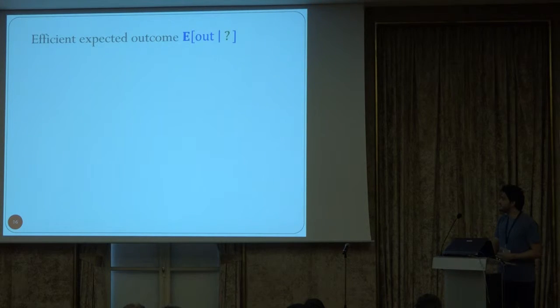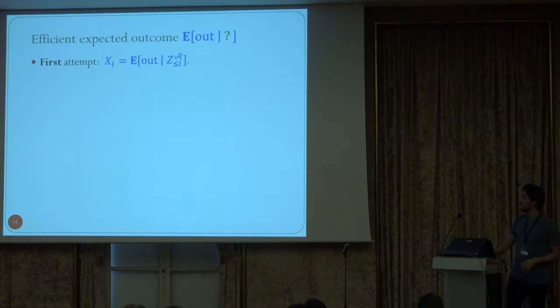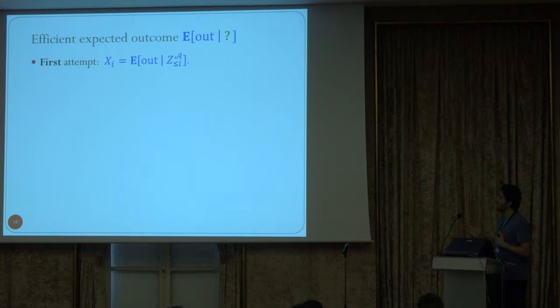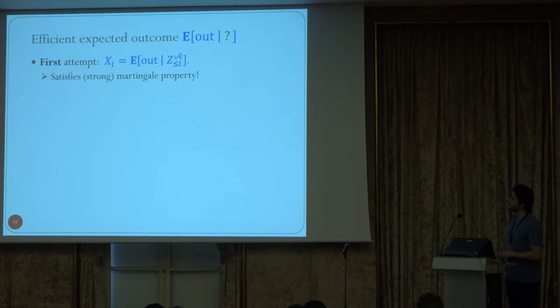A natural attempt, instead of conditioning on the transcript, is to condition on a function of the transcript. For instance, the backup values. A nice property of this definition: now the xi is just the expectation of the output given the backup values I've computed at any given time. A nice thing about this sequence is that it's not too hard to see that it also satisfies the strong Martingale property.